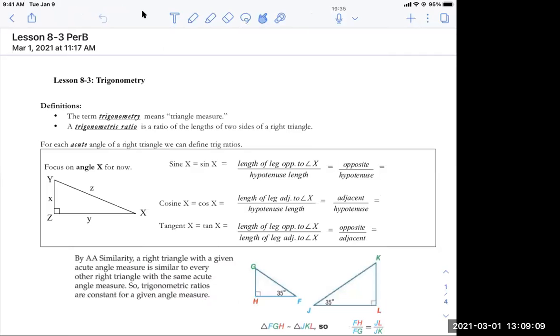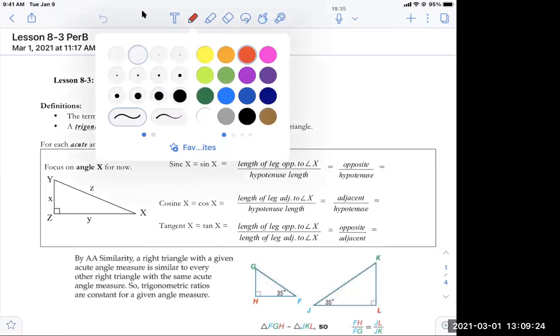So trig is something that you'll do a little bit here and then a lot, like a quarter of the year in pre-calculus is trigonometry. This is just the basics that we're introducing you to so that you have some basic understanding. I'm hoping that this seems familiar to you from Algebra 1.